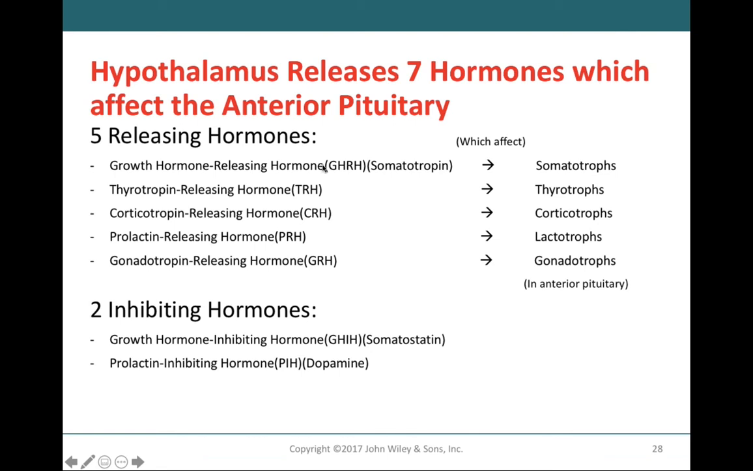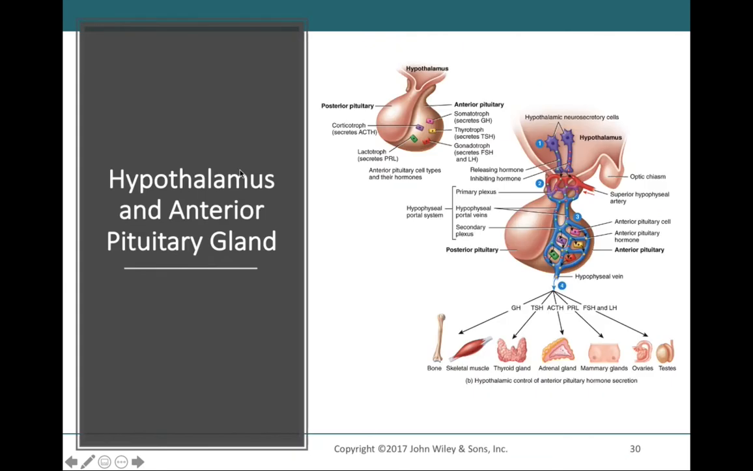They are going to make their way down to the anterior pituitary and affect certain groups of cells. Each of them separately affects a certain group of cells. So you can see that these are somatotrophs. Somatotrophs is a group of cells that will eventually release growth hormone. And another place that we can see this is shown right here.